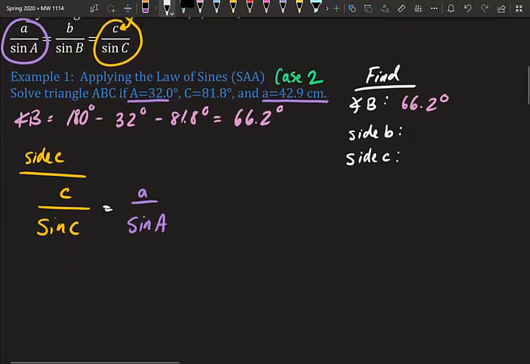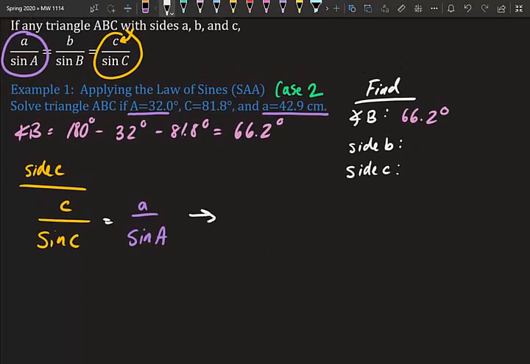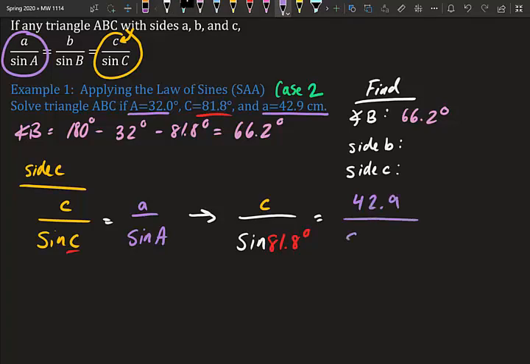So let's go ahead and use our formula. We don't know what C is, we're trying to find it, over sine angle C. We know what angle C is, it's 81.8 degrees. And that equals side A, which we do know, it's 42.9, over sine A, which is 32.0 degrees. We can just put 32 degrees.